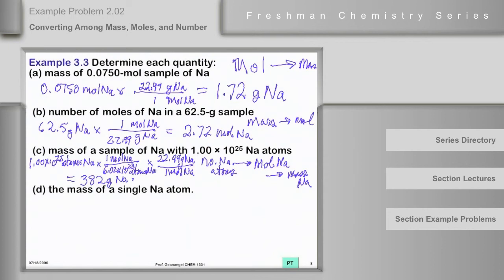The last one says, what's the mass of a single sodium atom? Well, there are several ways to go about this, but let's do it in terms of moles, because we know from what we said on the previous slide that there are 22.99 grams of sodium in 1 mole. So we can write down this factor to start with. And then we want to convert this using a factor that's moles of sodium over number of sodium atoms.